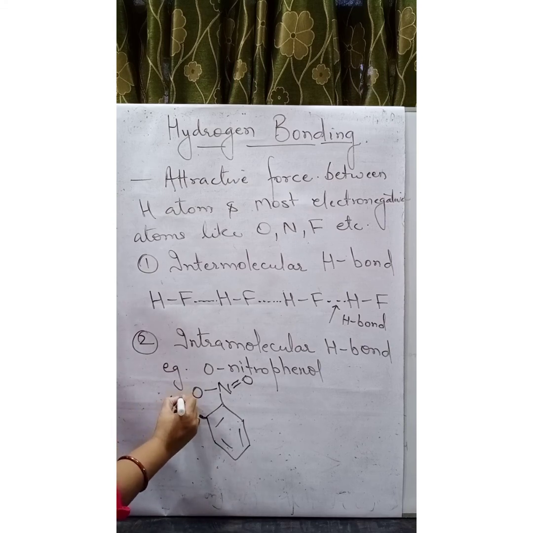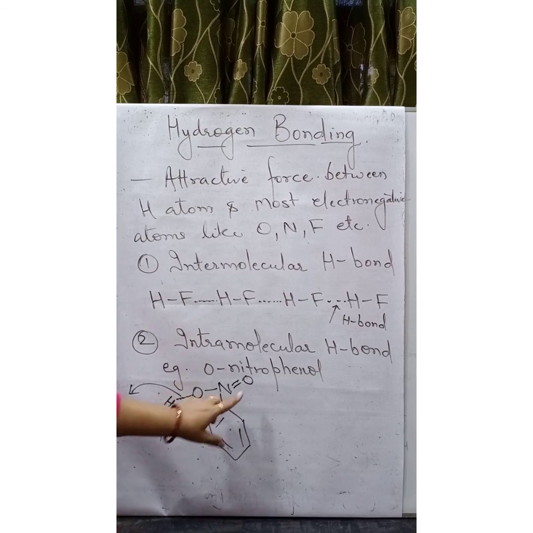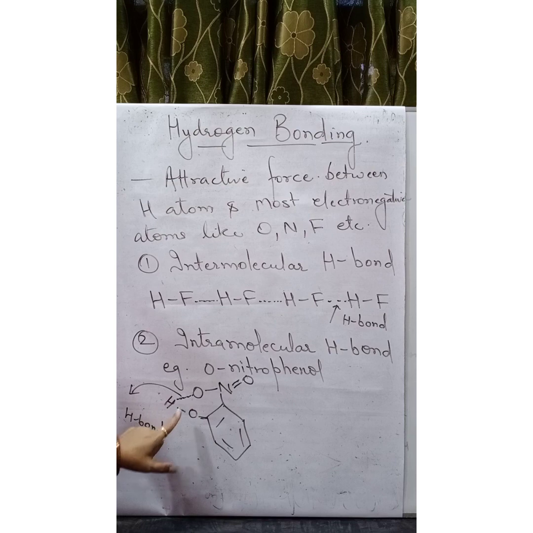Now you will notice that between the oxygen and hydrogen, this is intramolecular hydrogen bond, which is present within the same molecule only. This is nitro group, this is OH group, and here the dotted line indicates hydrogen bond. So within the same molecule, the presence of attractive force between highly electronegative oxygen and hydrogen is known as intramolecular hydrogen bond.